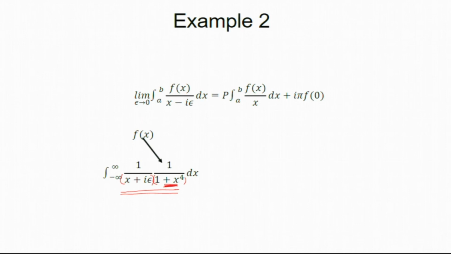Okay. So let us look at the principal value. I just use this formula: principal value of this, 1 by x times 1 plus x to the 4 dx, minus i pi into f of 0, and what is f of 0? This is f of x, and put x equal to 0. So the answer is 1. So this part is straightforward, it is minus i pi.